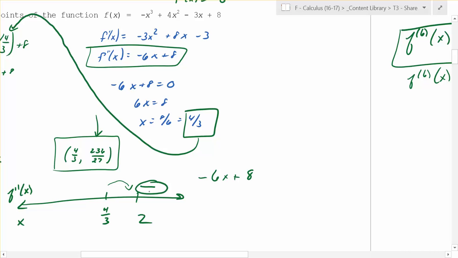It's negative, right? What's to the left of 4/3? Or better than that? 0. Always go to 0 if you can, okay? Sometimes 0 breaks things because you can't divide by it, but go to 0. And what is it? Positive. So it goes from concave up to?